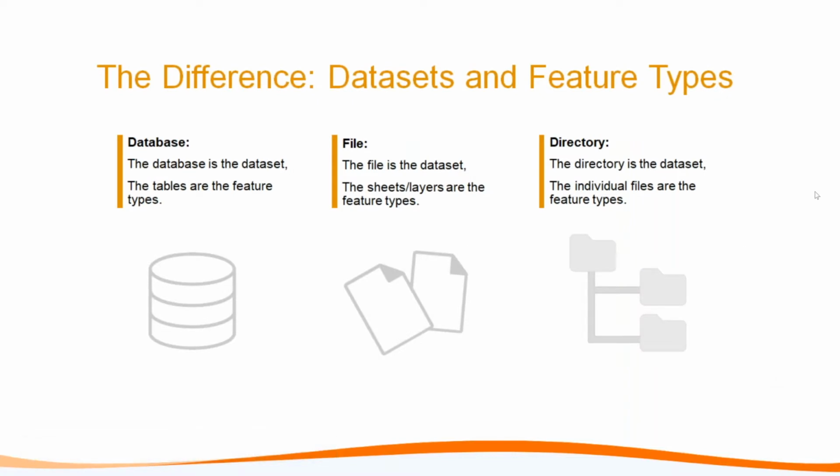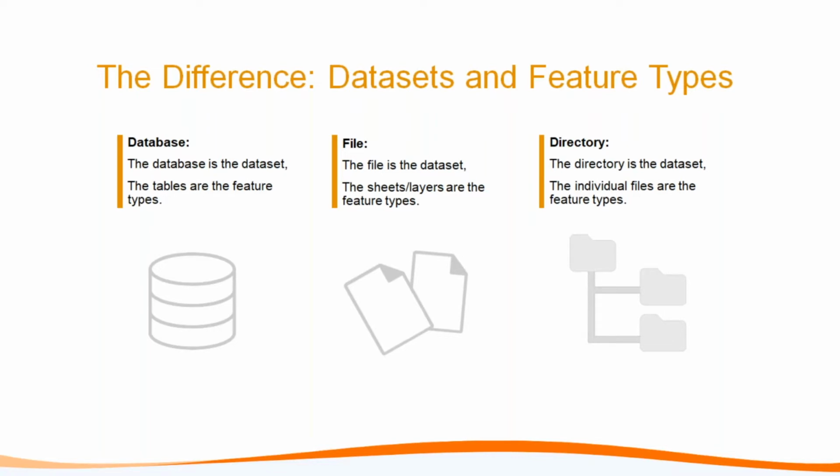So what's the difference between a data set and feature type? What do we actually read in FME? Readers are used to access either datasets or feature types, datasets being an organized collection of data with a common theme, and a feature type being a subset of that collection. So a dataset can have one or many feature types. Datasets can be file or folder based and stored on a file system, on the web, or within a database.